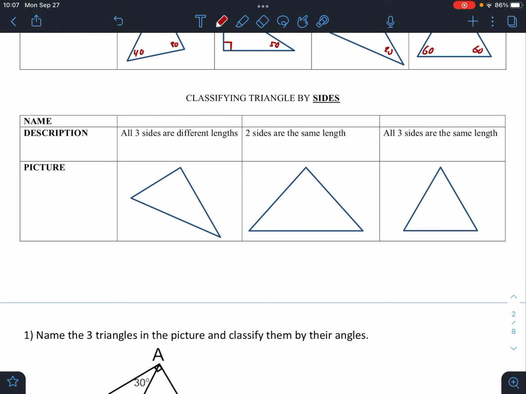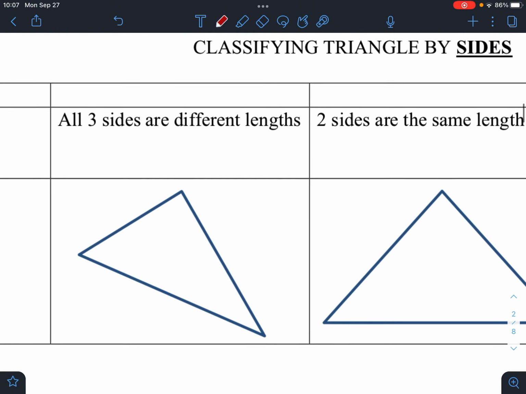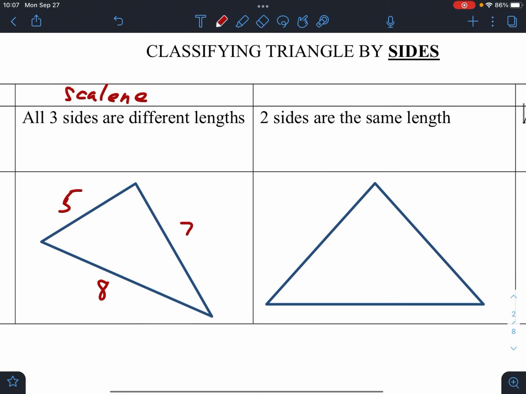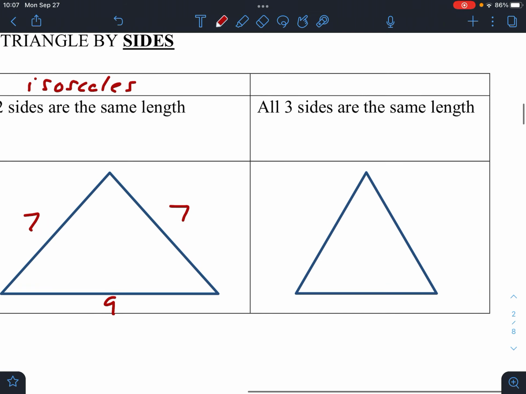By sides, there are only three different classifications. So let's say first we have all three sides are different lengths, so maybe this is 5, 7, and 8. This is called a scalene triangle. All right, now let's say two of them are the same, so 7, 7, and 9. This is called an isosceles triangle. And lastly, if these are all the same, so maybe 5, 5, and 5, this is called an equilateral triangle.